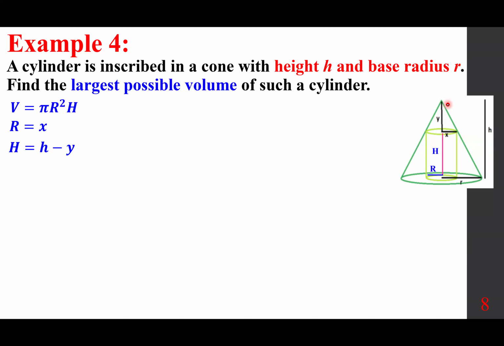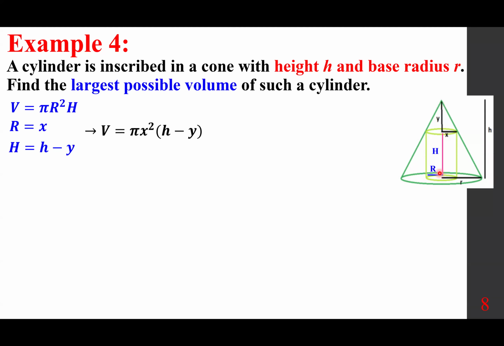In other words, the volume is pi x squared times h minus y. We made it a function of x and y. You can keep it as r squared h if you want. But it is important to know that there is a relationship between them and lowercase h and lowercase r that are fixed. They can't be changed. That's why you have to make a certain change.